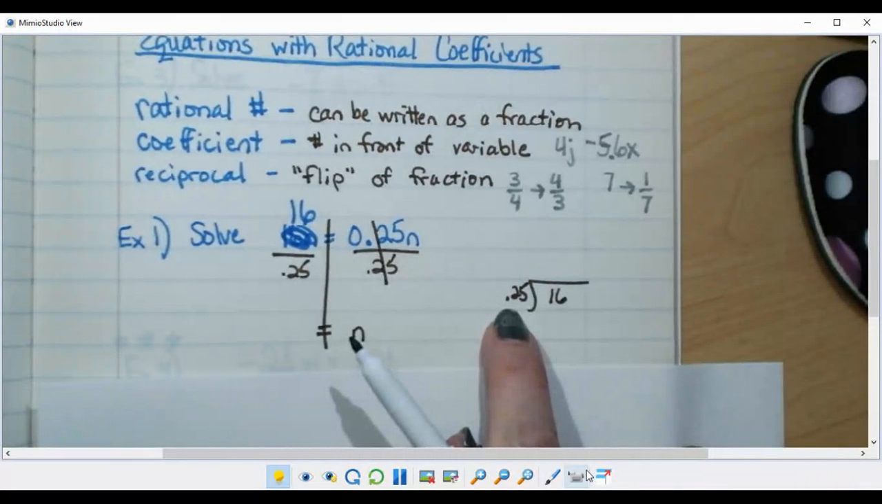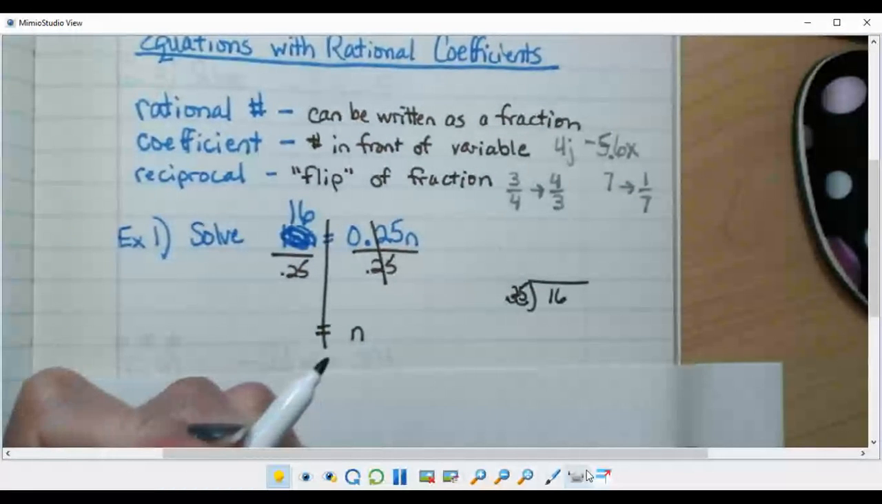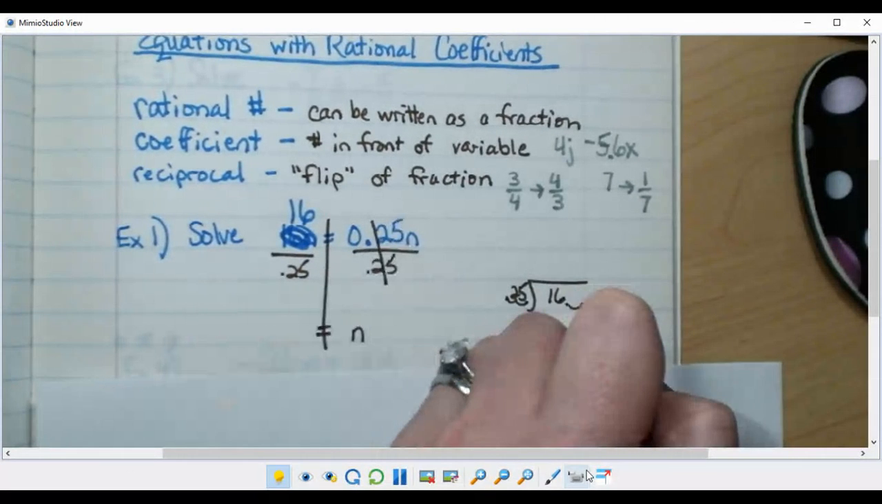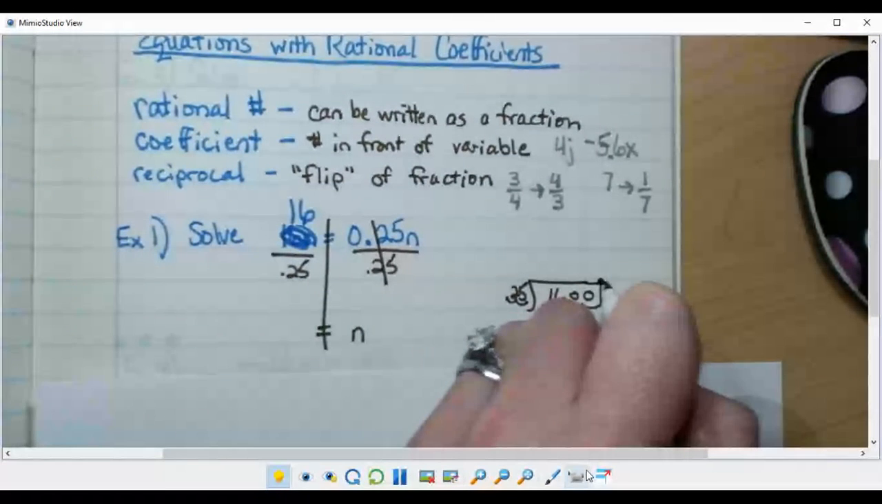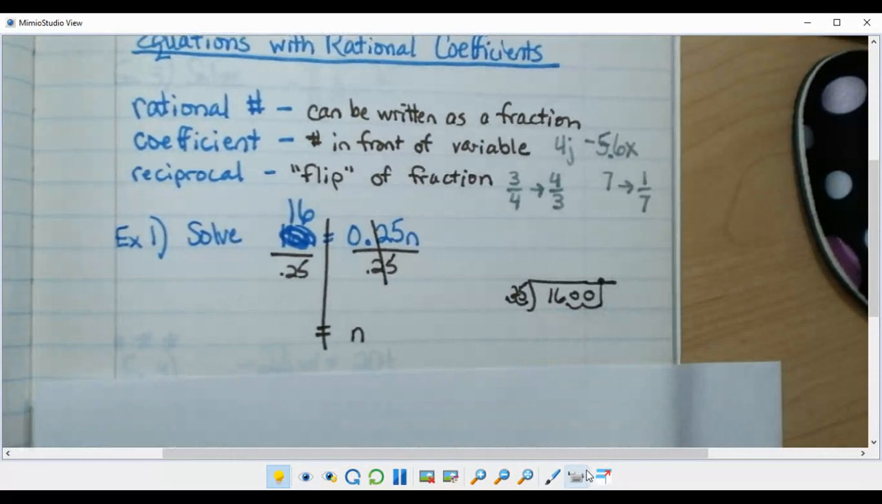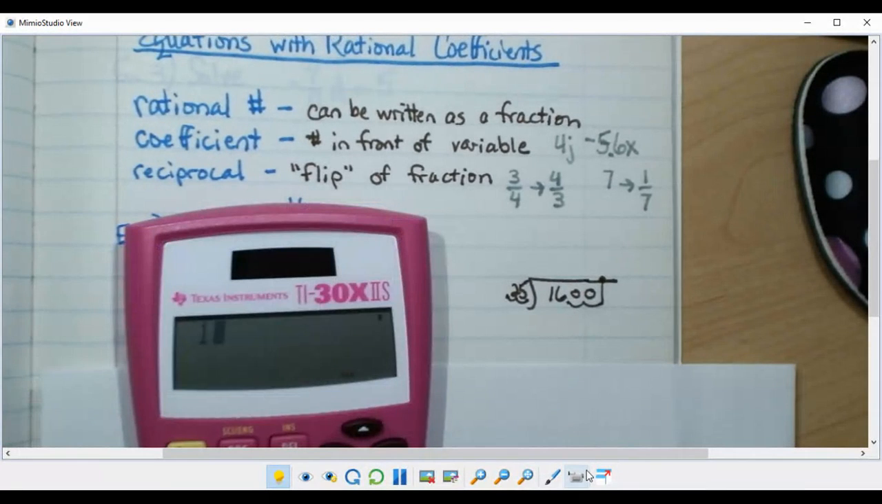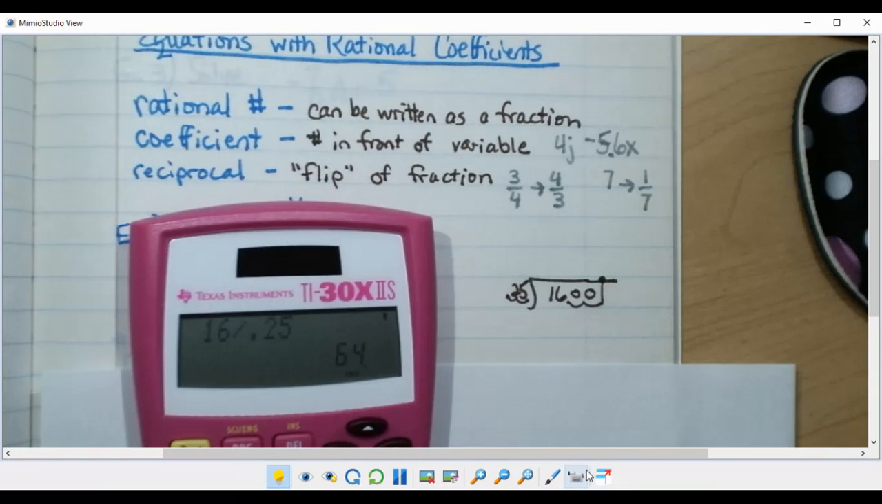I don't really want to divide by a decimal, so I'll multiply by 100 or move it twice. If I do it to the outside, I have to do it to the inside. So now it's like saying 1600 divided by 25. Or think of it as $16 divided by 25 cents. How many quarters does it take to make $16? 16 divided by 0.25 equals, I got 64.